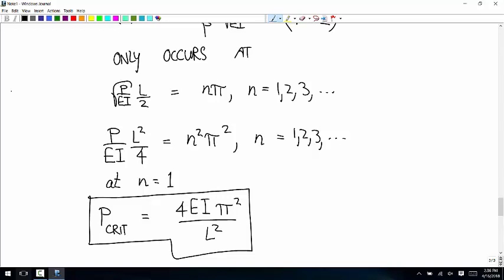So how does this critical p-value compare to the critical p-value for, say, the same beam but pinned at both ends? 4 times bigger, yeah. So those restrictions of the angles at the end mean that that beam can support a lot more compressive force. And we'll do an example of that next time.